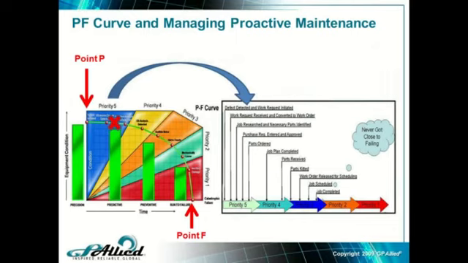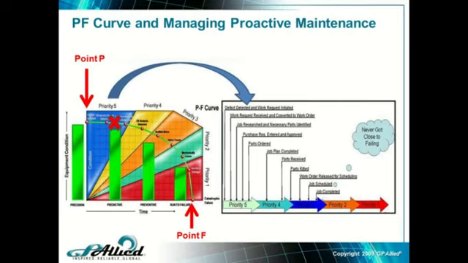Now, we move to the PF curve of managing proactive maintenance. We have point P, point F like we spoke about before. Let's say ultrasound identifies a defect in priority 5. So we move over to the right. It says defect detected, work request initiated, work request received, converted to work order, job research, necessary parts identified, purchase rec entered and approved, parts ordered, job plan completed.